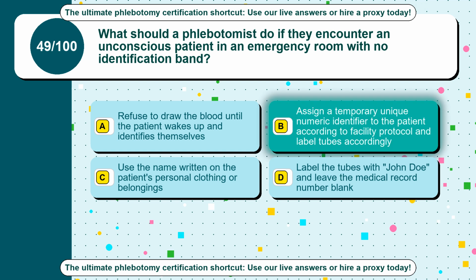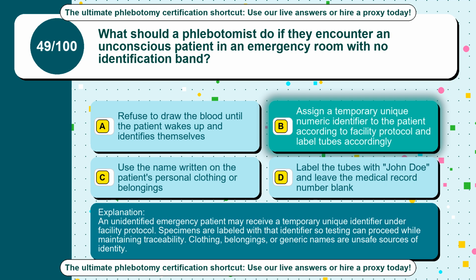The correct answer is option B, assign a temporary unique numeric identifier to the patient according to facility protocol and label tubes accordingly. An unidentified emergency patient may receive a temporary unique identifier under facility protocol. Specimens are labeled with that identifier so testing can proceed while maintaining traceability. Clothing, belongings, or generic names are unsafe sources of identity.